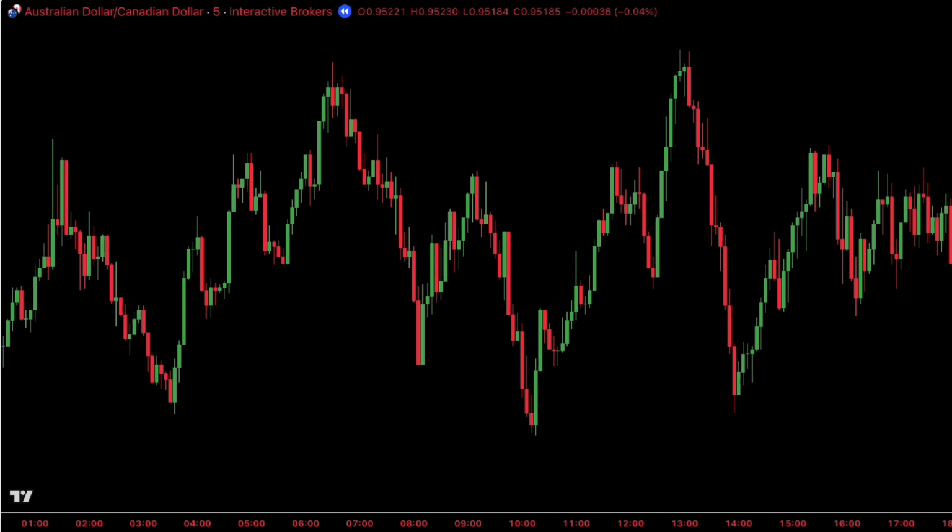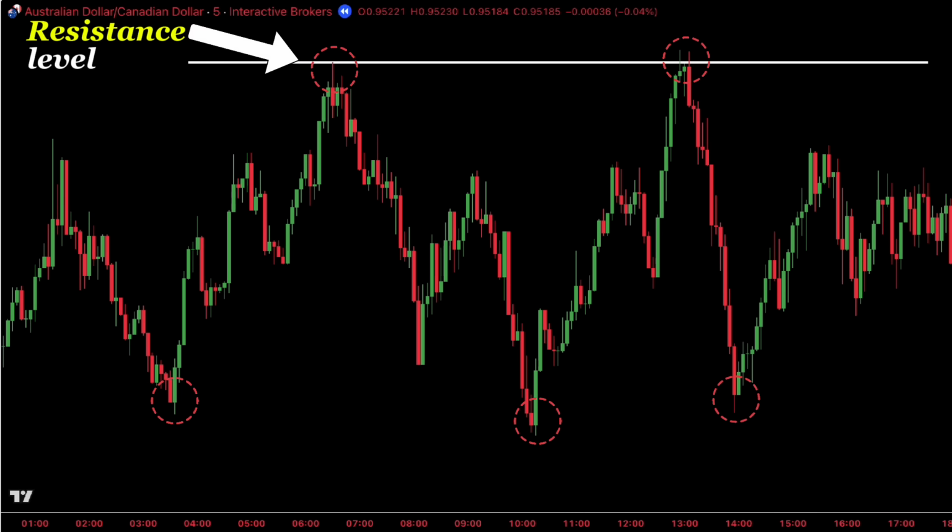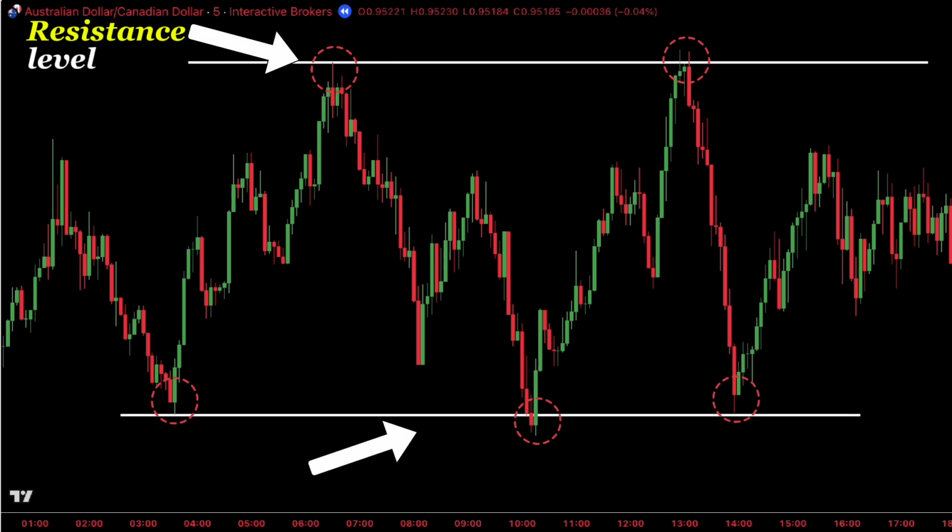Now let's look at this chart example on the Australian dollar Canadian dollar 5-minute chart. As you can see, price reacts multiple times at the same level. In this case, all the reactions are very clean and aligned, so drawing a single horizontal line here makes perfect sense. The wicks, the closes, everything respects the same level. Now below, there is a support level.